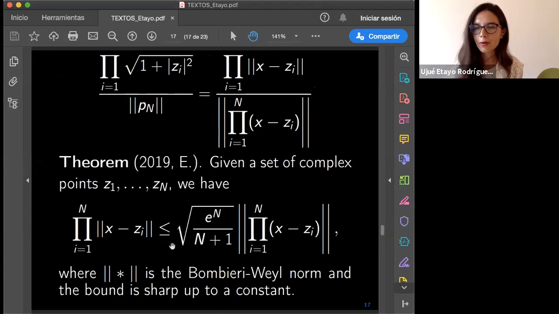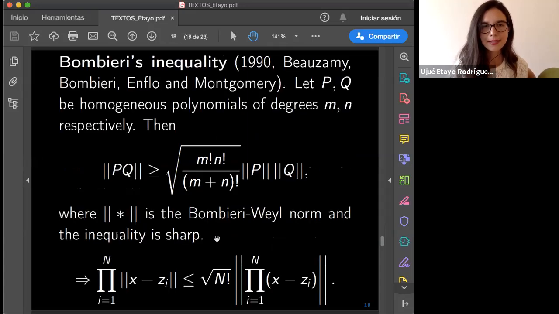So Bombieri's inequality is sharp, but when generalizing it for more than two polynomials, it was not sharp, and the true order of growth is this one. This is not obtained using any of the techniques that Bombieri and Enflo use for this kind of problem in arithmetic number theory, but using this relation with the condition number of polynomials and the logarithmic energy. I didn't mention that, but this inequality is sharp, so this is the correct order of growth. All right, so we have this new relation with Bombieri's inequality.